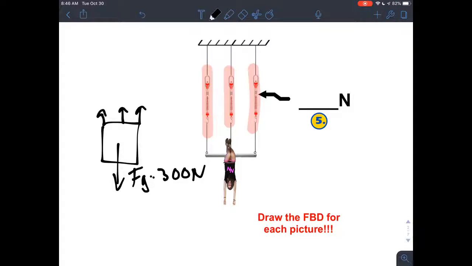So all we're going to do here is take our 3 sources of tension and divide the 300 newtons of weight by 3, and we should get 100 newtons in each support.